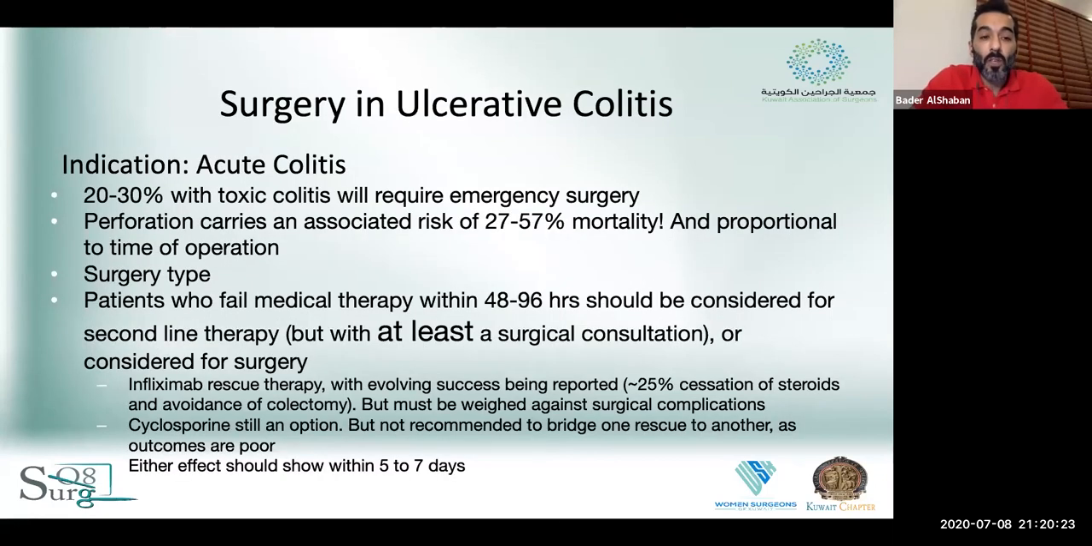About a quarter of these patients will eventually require emergency surgery. Whenever they perforate, they carry an associated risk of additional mortality, and that risk of mortality is proportional to the time of operation, and therefore delay is not something you want. The surgery type we will be discussing in a little while, and patients that fail medical therapy within 4 days should strongly be considered for surgery.